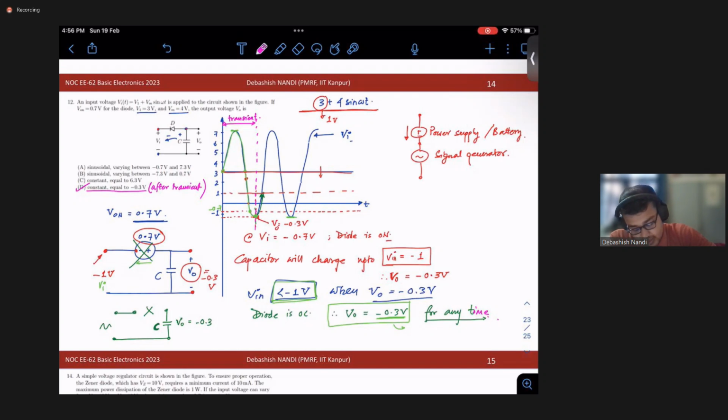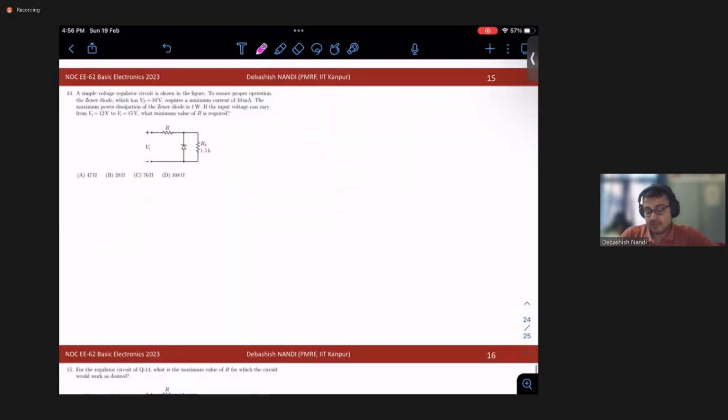Now just another problem with a Zener diode. They are asking about a simple voltage regulator. I have mentioned that Zener diodes are used as voltage regulators, but what is a voltage regulator, by the way? In earlier refrigerators and earlier cathode ray tube televisions, which did not use solid state circuits that much, you used to have a separate voltage stabilizer. In that case, you use a Zener diode.